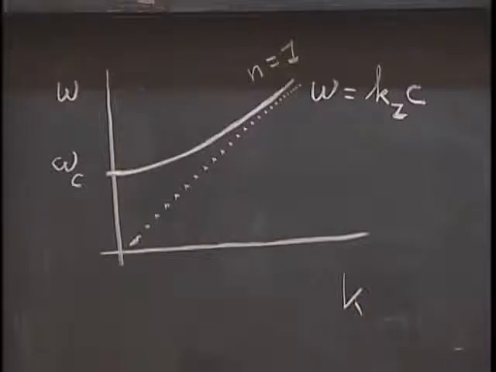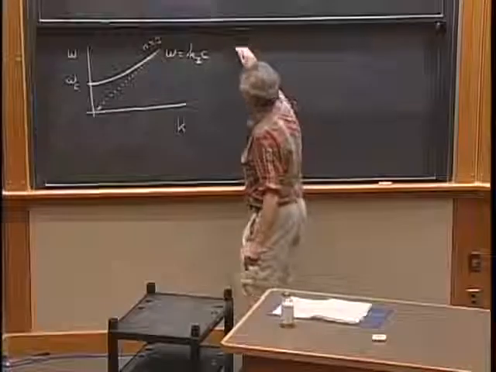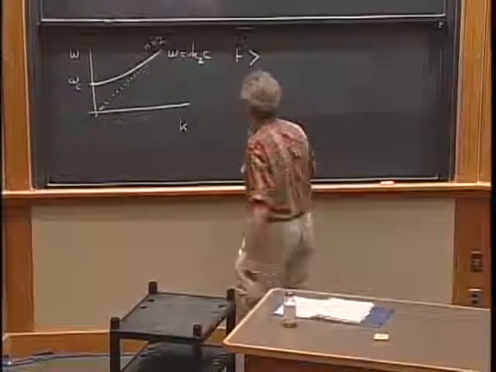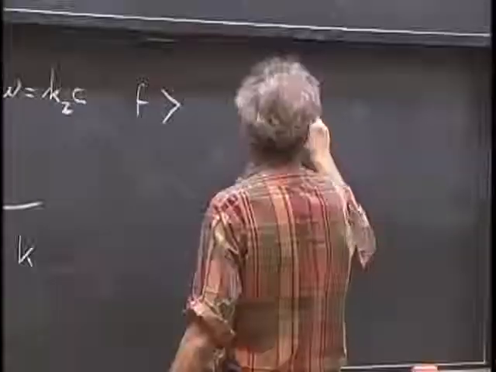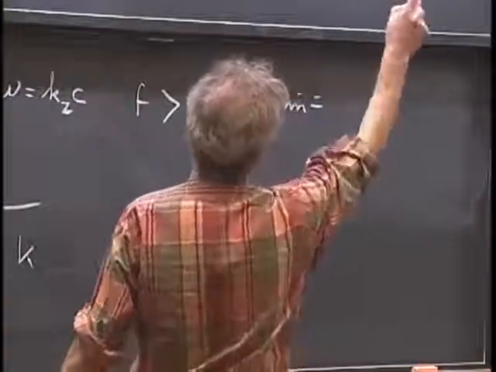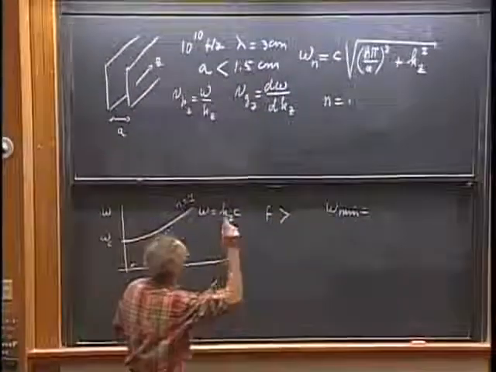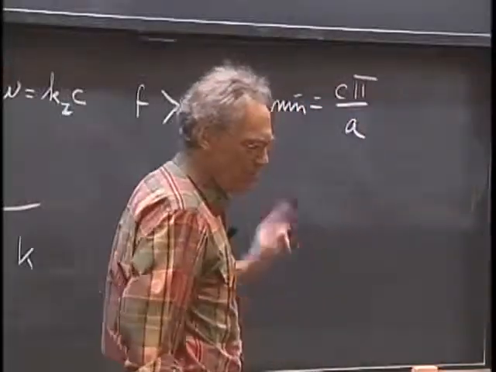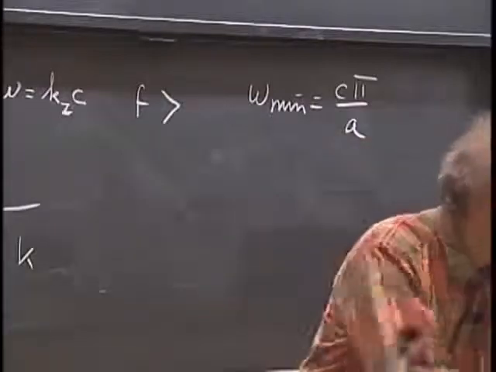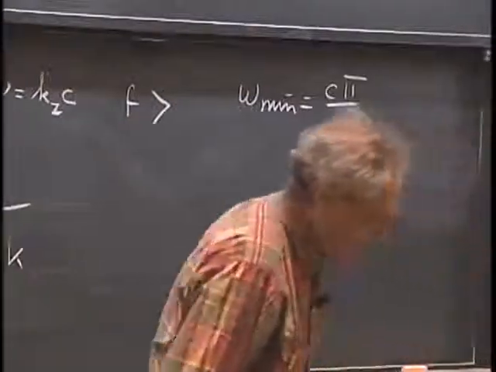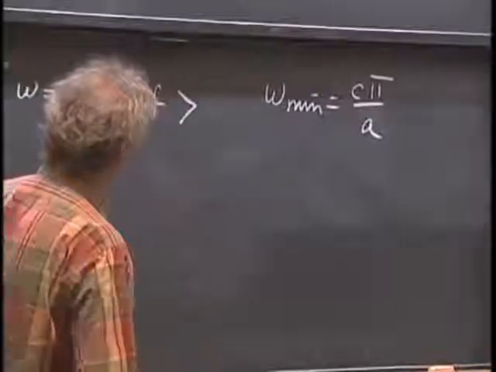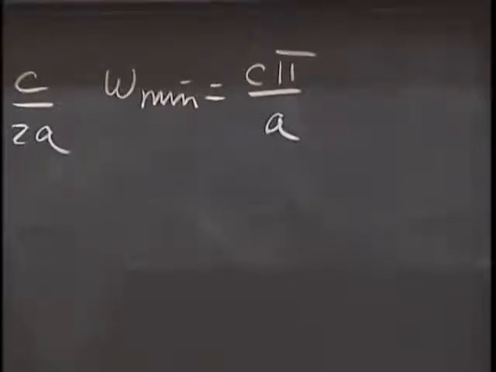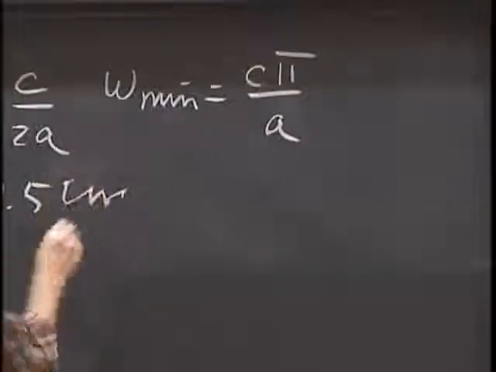So what is required is that the frequency for this radiation, well, first let me give you what omega minimum is. Omega minimum is when you make, in the extreme case, kz 0 and n equals 1. So you get c pi divided by a. That is the minimum value for omega that can propagate through these two plates. And so a required frequency is that f is larger than c divided by 2a. That means a has to be larger than 1.5 centimeters.